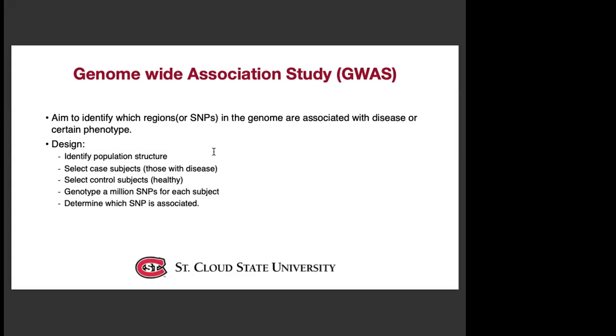And if we have a quantitative phenotype, we use general linear regression. If it's a binary trait, we use logistic regression. And then we genotype 1 million SNPs for each subject and determine which SNP is associated.